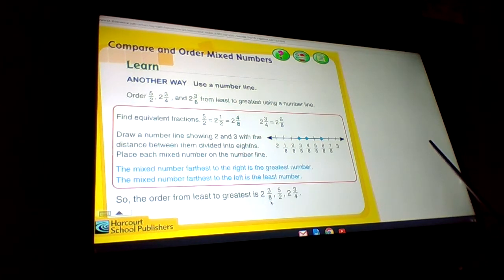2 3/8 is the biggest. Then 5/2. Remember how we turned 5/2 into 2 4/8. And then 2 3/4. You have to do the extra work before you can do the easy squeezy part of figuring out greatest to least.